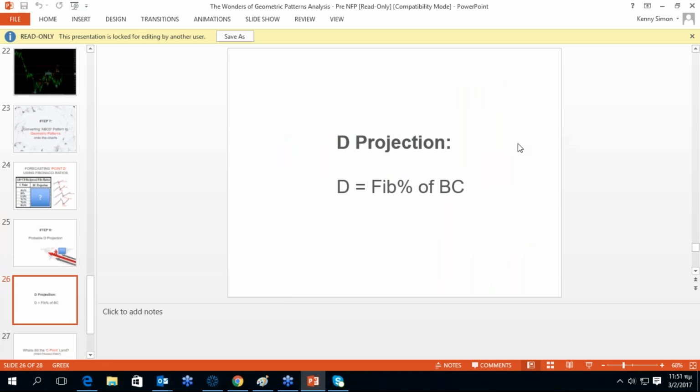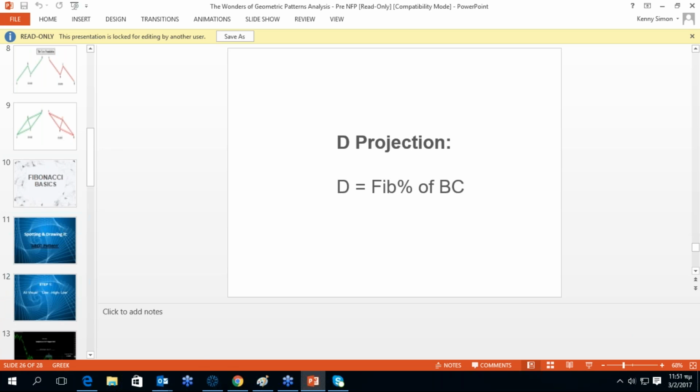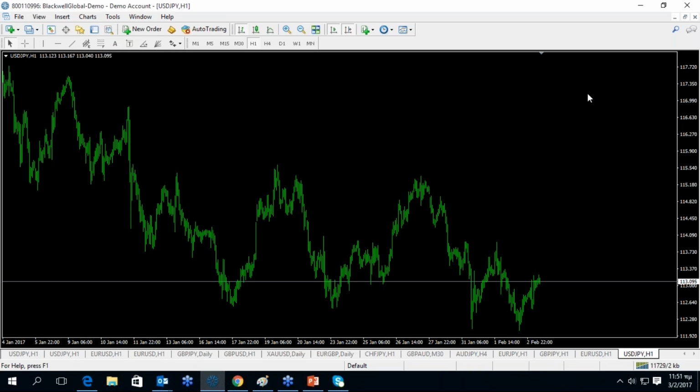The D projection, the second option, would be using Fibonacci, whereby the D point will be equal to the Fibonacci ratio of B to C. Okay, so for you guys who are just looking at the theory section, the theory side of things, we'll now move onto the chart, and it will be clearer for you to understand.